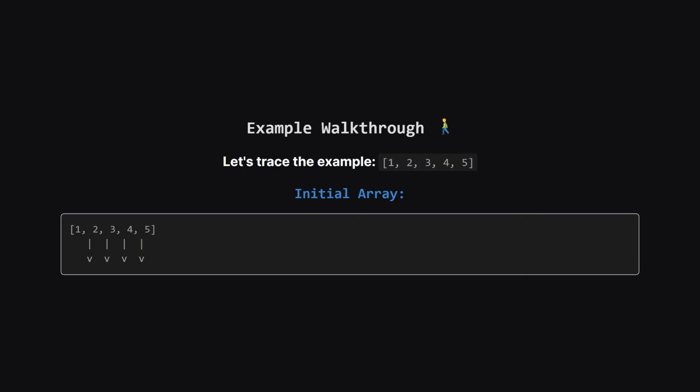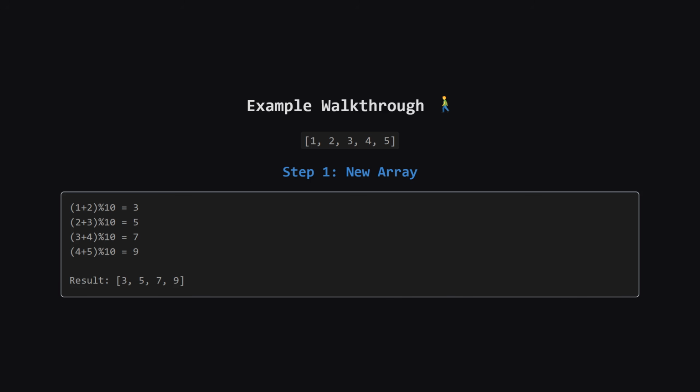Alright, let's walk through the example from the problem description to see this in action. We start with the list containing 1, 2, 3, 4, and 5. For our first step, we'll create a new list. First, we add 1 and 2 to get 3. Then, 2 and 3 to get 5. 3 and 4 give us 7. And finally, 4 and 5 give us 9. So, our new shorter list is 3, 5, 7, 9.